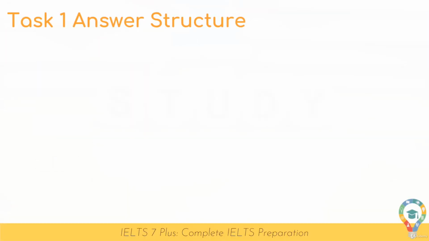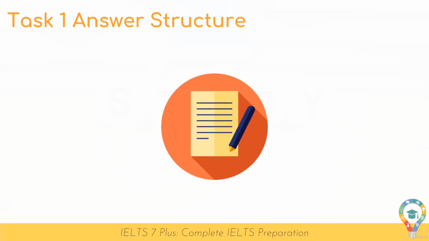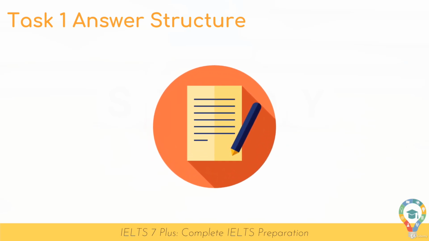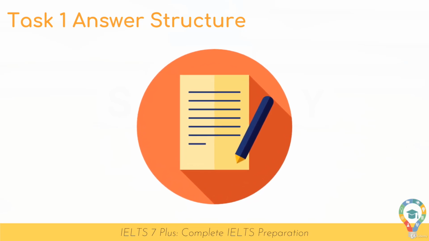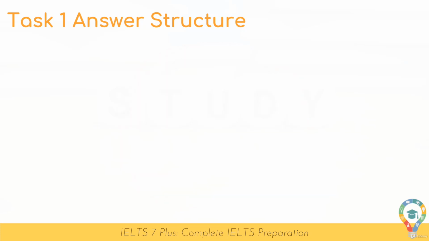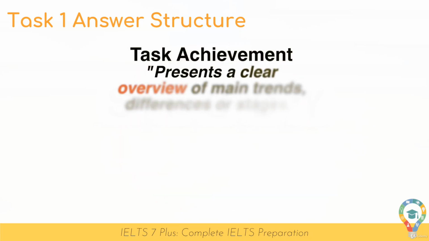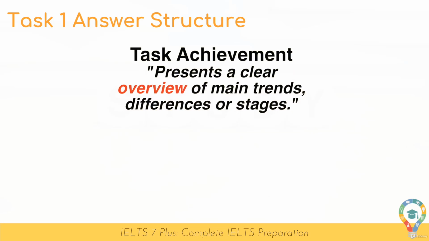And before we move on to our 4 steps, it might be worth asking, why do I need to structure my report? And to answer that, we'll go back to the band descriptors. In the Band 7 Task Achievement Band Descriptor, it states, presents a clear overview of main trends, differences or stages, and an overview is included in the 4-step structure that I will teach you in this lesson.